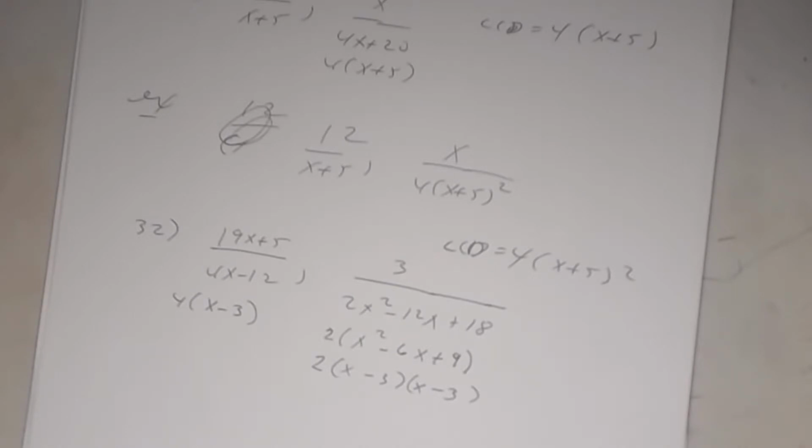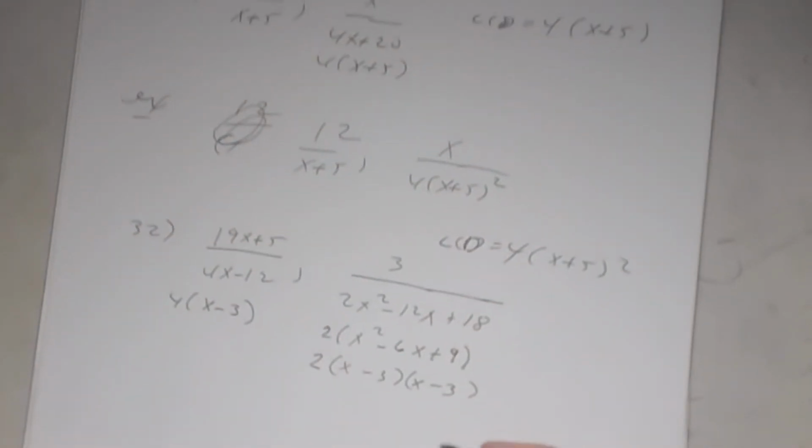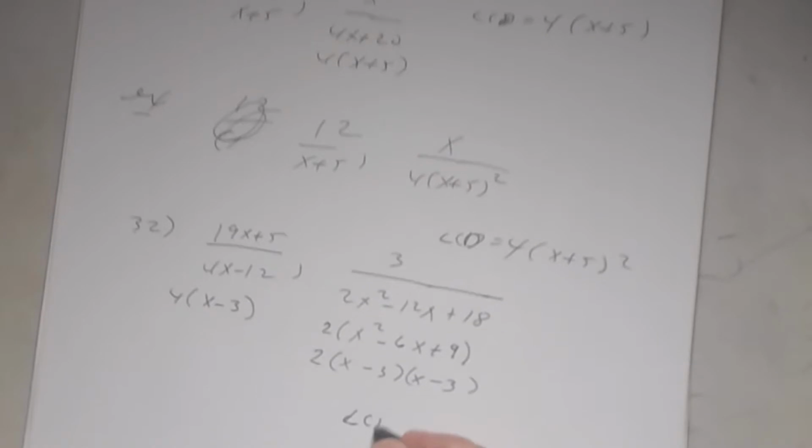Now let's talk about your LCD. What's the coefficient from the first denominator you see? 4. What is it from the second? 2. So what's the LCD? 4. So far my LCD is going to be a 4.